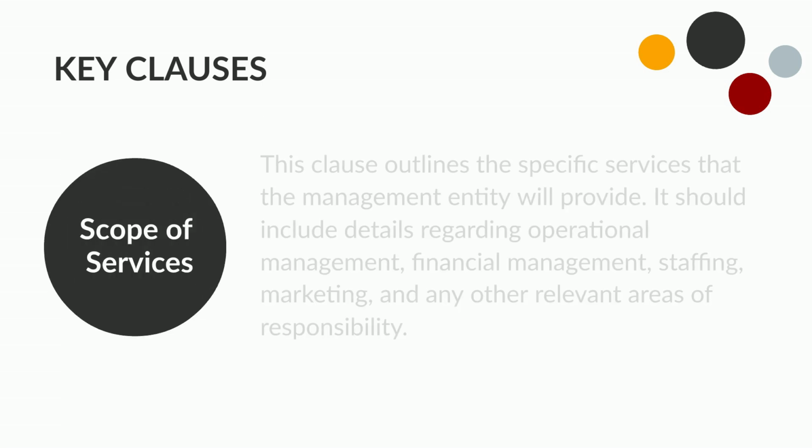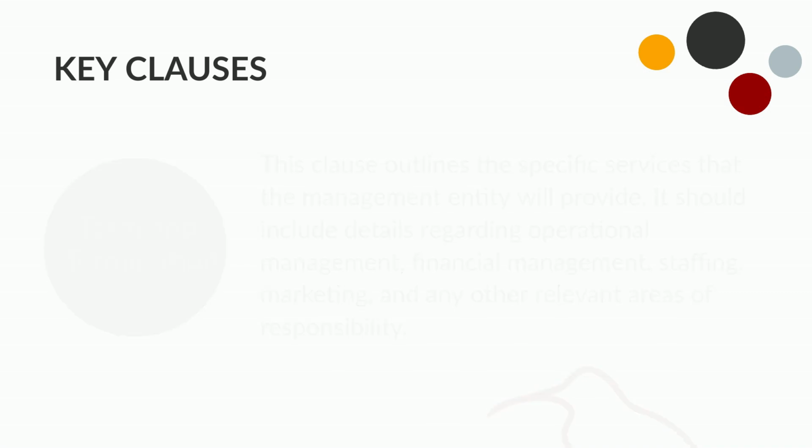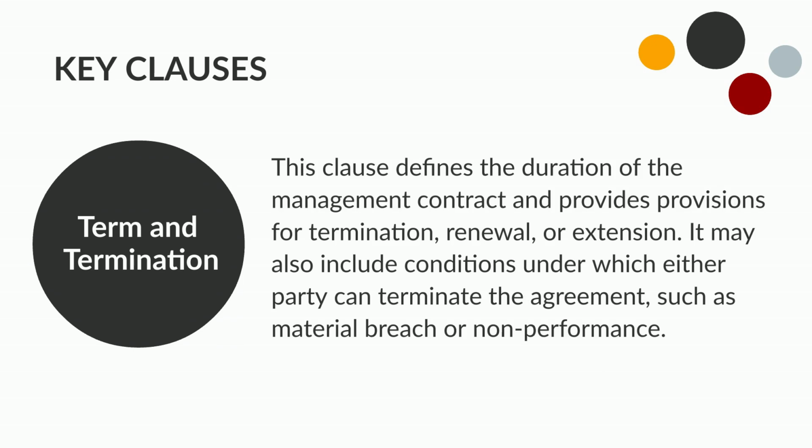Scope of services. This clause outlines the specific services that the management entity will provide. It should include details regarding operational management, financial management, staffing, marketing, and any other relevant areas of responsibility. Term and termination. This clause defines the duration of the management contract and provides provisions for termination, renewal, or extension. It may also include conditions under which either party can terminate the agreement, such as material breach or non-performance.